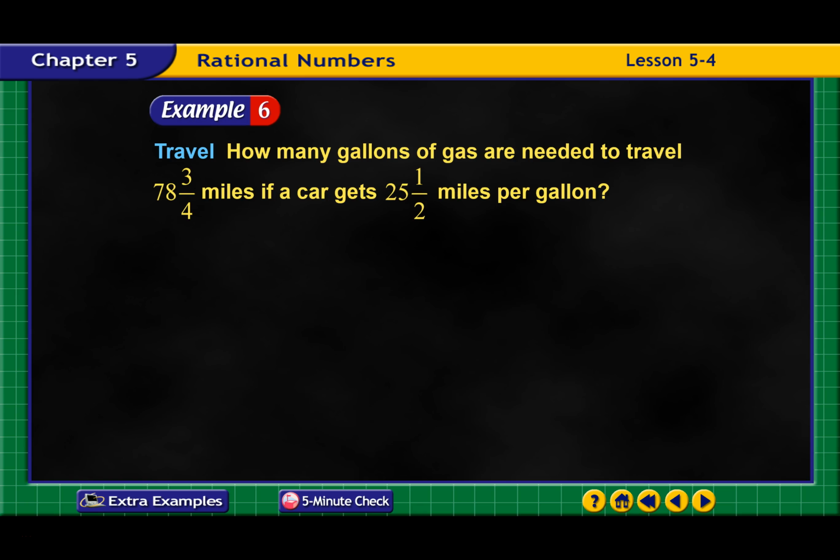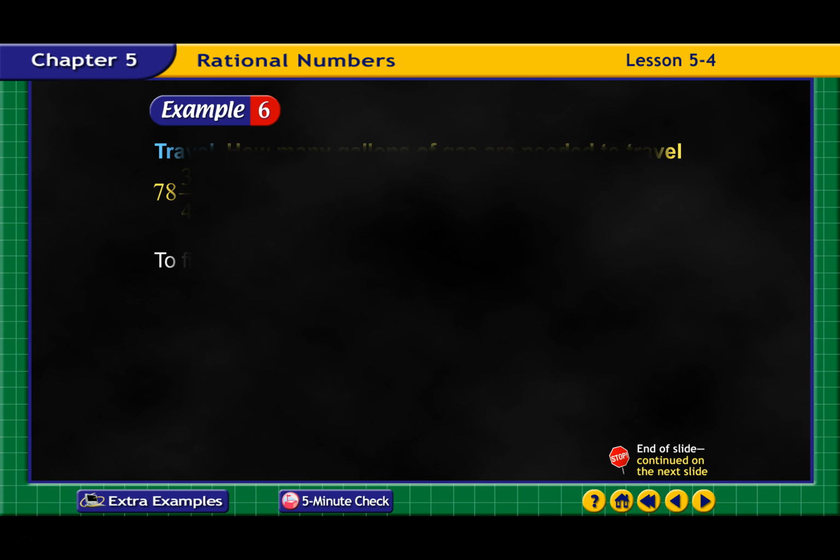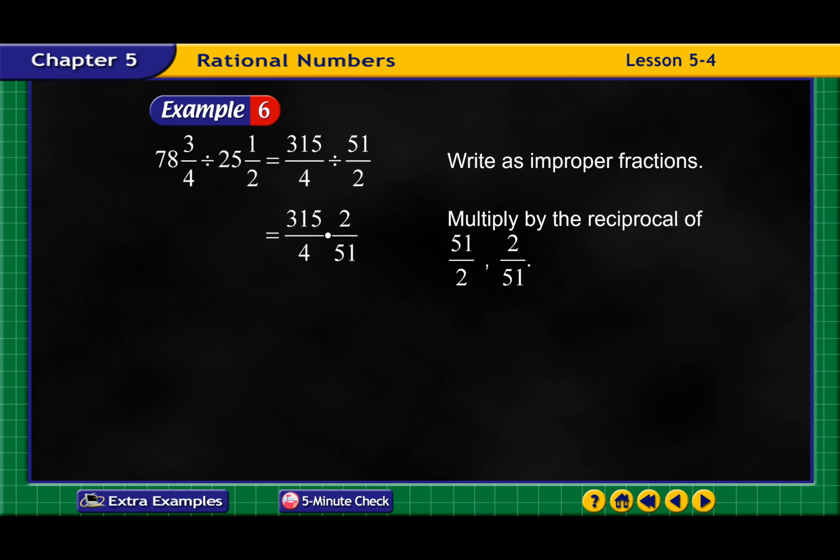All right, how many gallons of gas are needed to travel 78 and three-fourths miles if a car gets 25 and a half miles per gallon? Right, so first we need to find out how many gallons. So we divide the miles by the gallons. So 78 and three-fourths divided by 25 and a half. We'll first have to write them as improper fractions. Then we'll do the multiplicative reciprocal. So we're just flipping these two.